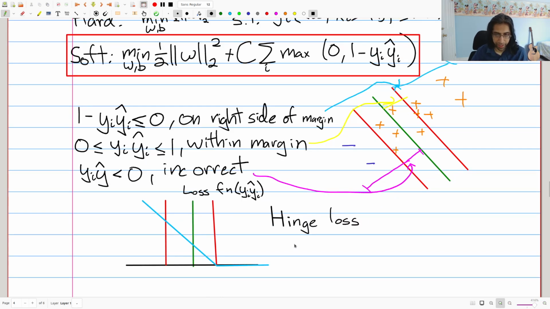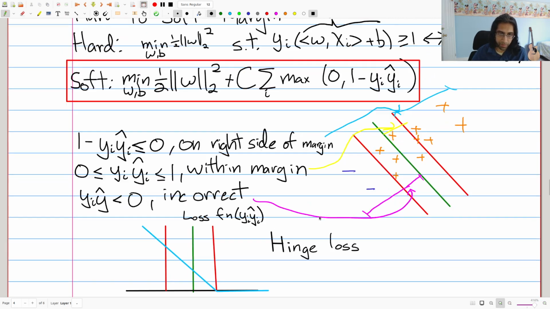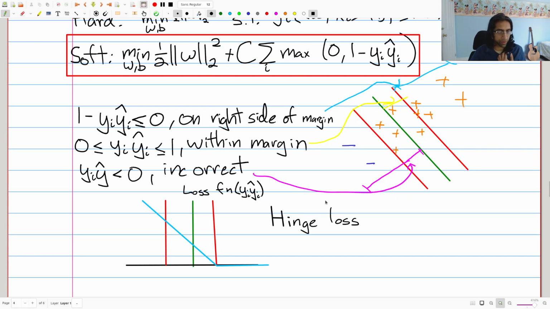Cool. So it's called the hinge loss, and it's common and important. Let's do some comparisons. Let's compare this with the 0-1 loss.